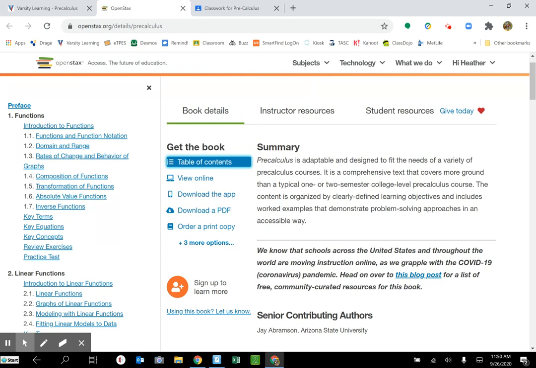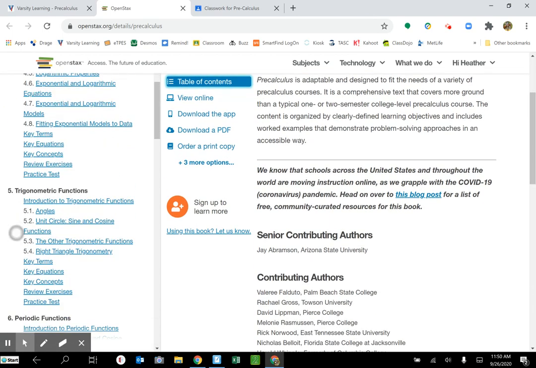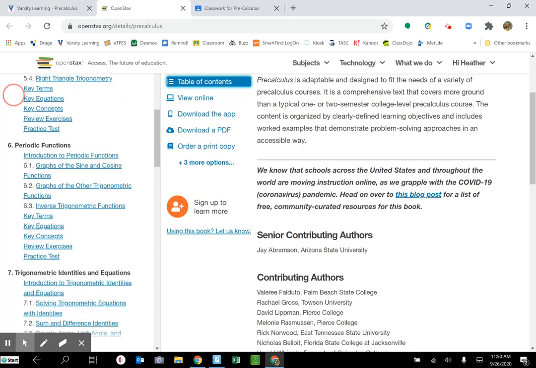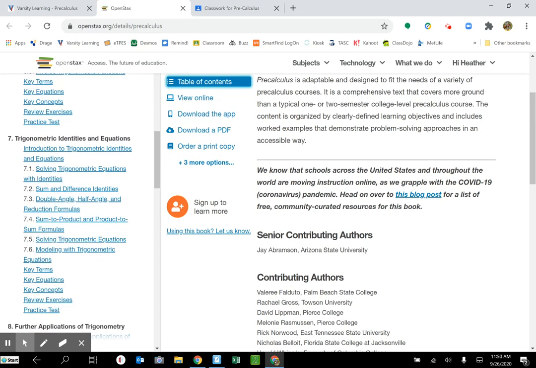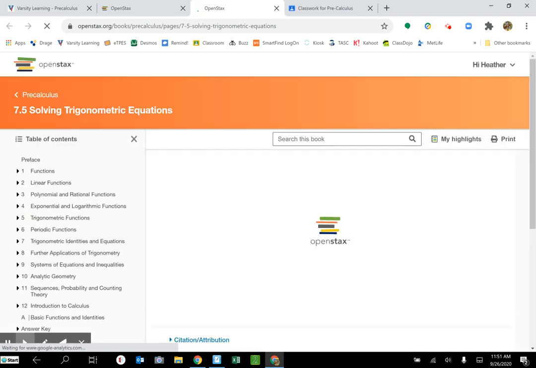Now, here we're in chapter 7, section 5. So I'm going to navigate to that in my table of contents. So here, trig functions, we just finished chapter 5. We skipped chapter 6 because that's all graphing. And here's chapter 7 for you. And we're in chapter 7, section 5, solving trig equations. So I'm going to click on that. And it's going to take us to that part of the book. And there's page numbers in there. There's all sorts of good stuff.